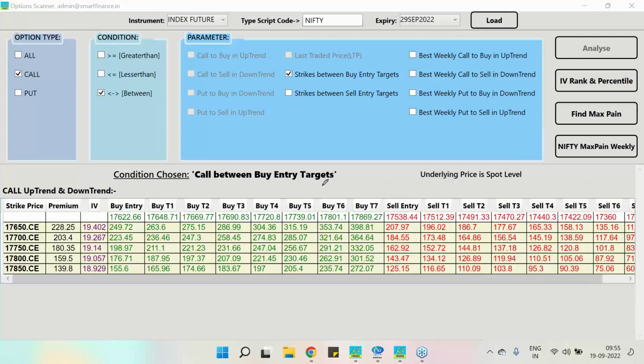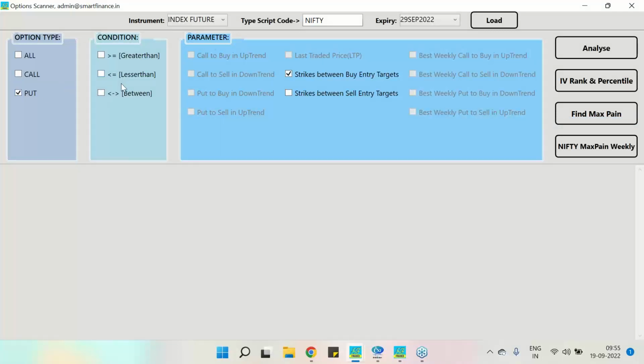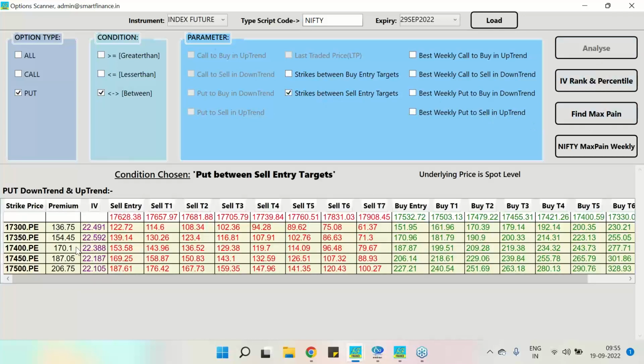So we have seen the call between buy entry targets. Now we're going to see the put. So I'm selecting between the strikes, sell entry targets, analyzed. So we got the put between sell entry targets.